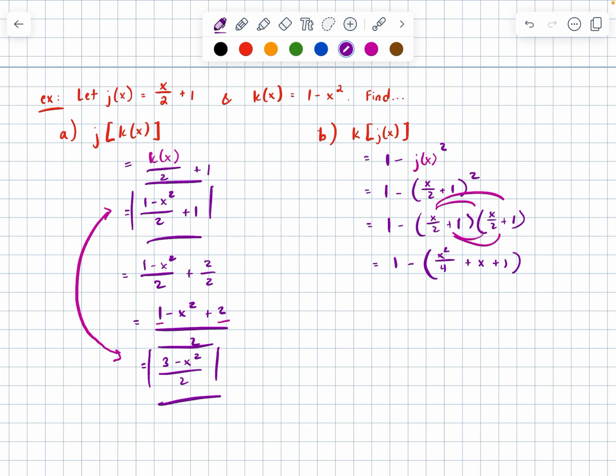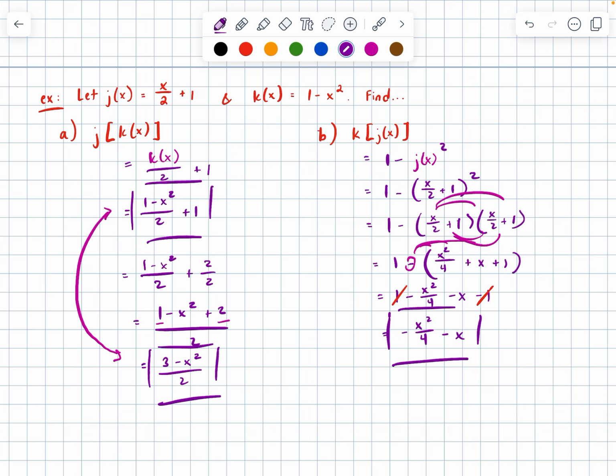Only thing I've got to do now is simplify. Well, I have a negative sign. I'm going to take my negative sign here and distribute to each of my 3 terms. This would become 1 minus x squared over 4 minus x minus 1. And 1 minus 1, I can simplify. This would become negative x squared over 4 minus x. Cool. Again, annoying? Absolutely. Doable?